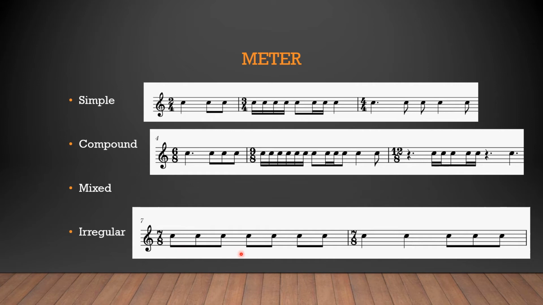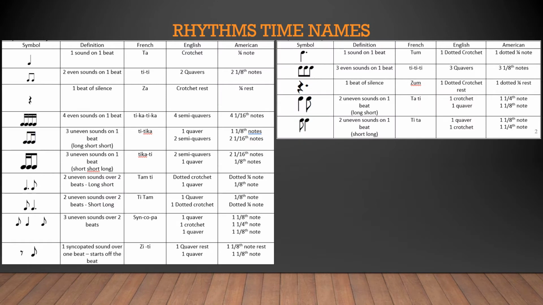Irregular meter has a very lopsided feeling. Here we have 7/8 divided into ta, ta, ti, ti, ti, ta, ta, ti, ti, ti. Everything feels kind of lopsided, but we've got the measure of the grouping of 2, then 2, then 3 at the back.